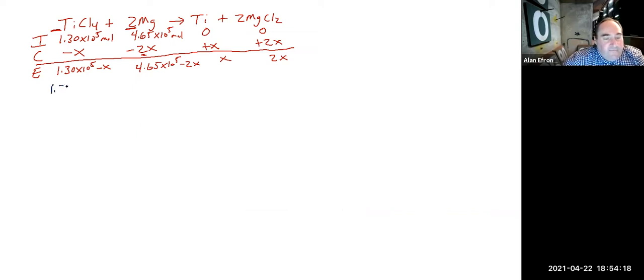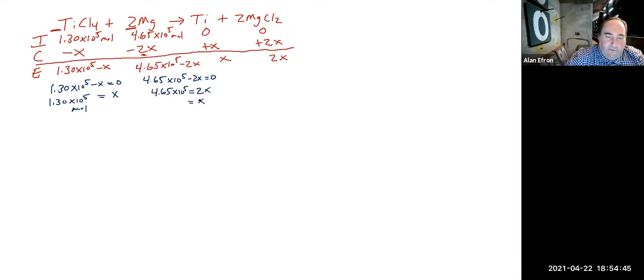So this one is pretty straightforward, 1.3 times 10 to the fifth minus x is equal to 0. That means x is equal to 1.3 times 10 to the fifth moles. Setting our second guy equal to 0, moving my 2x to the other side, which basically means I'm going to divide this number by 2. Gives us 4.65 times 10 to the fifth divided by 2, 2.33 times 10 to the fifth moles. Any questions on that calculation?